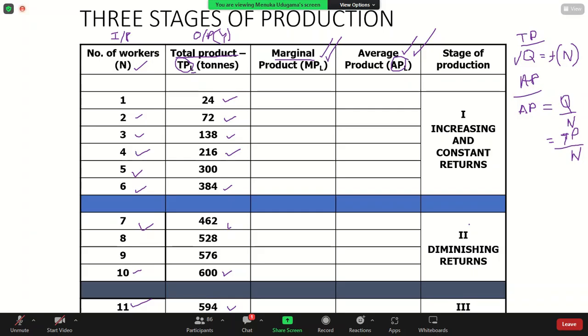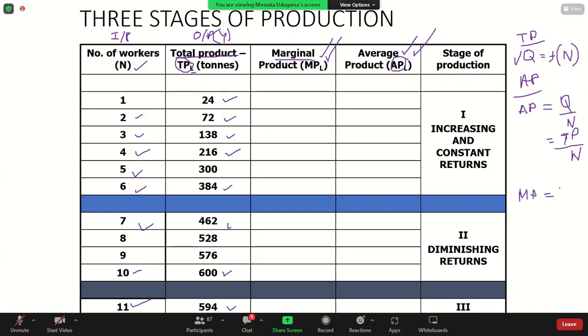What it simply means is the amount of additional output that you get when you increase one worker. එක worker කෙනෙක් වැඩි කරාම ලැබෙන additional output, marginal product. Right, so how do you find the marginal product?